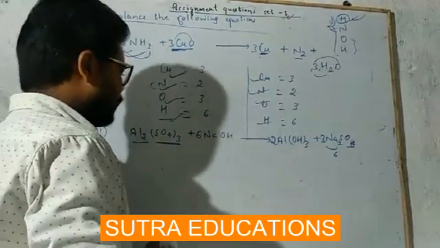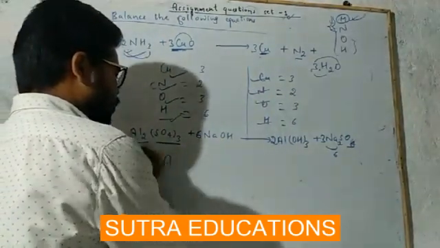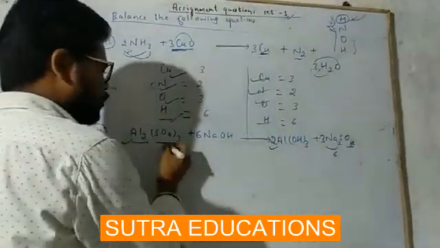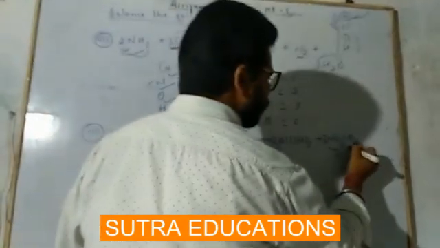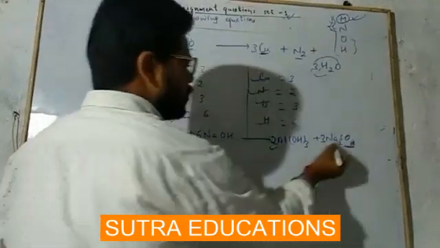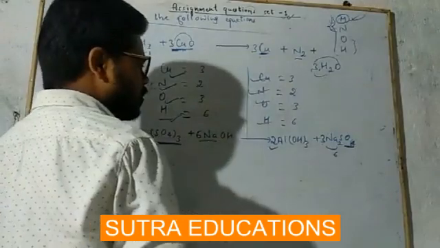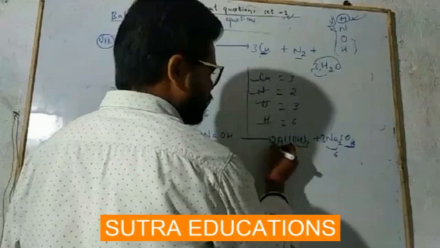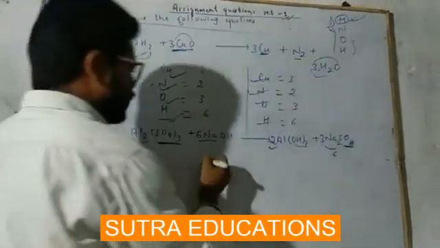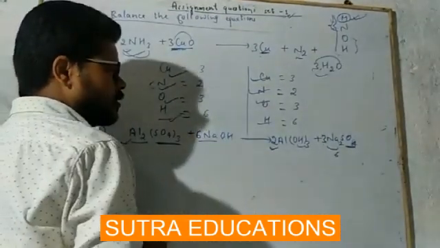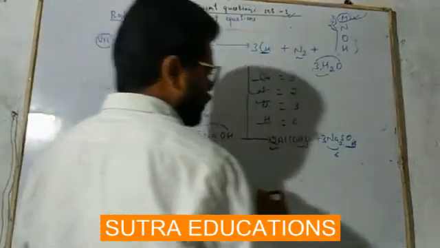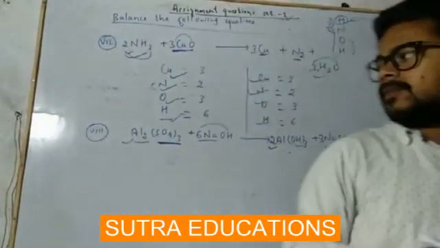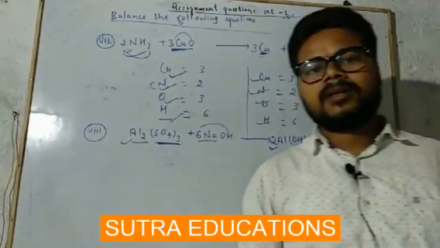Okay, now you can check. Aluminum is 2 here, aluminum is 2 here, SO4 is 3 here, SO4 is 3 here, sodium is 3 into 2, 6, oxygen is 6 on this side, and here it is 6 oxygen. Hydrogen is 6 and hydrogen here is 3 into 2, 6. So the reaction is balanced now. Okay.